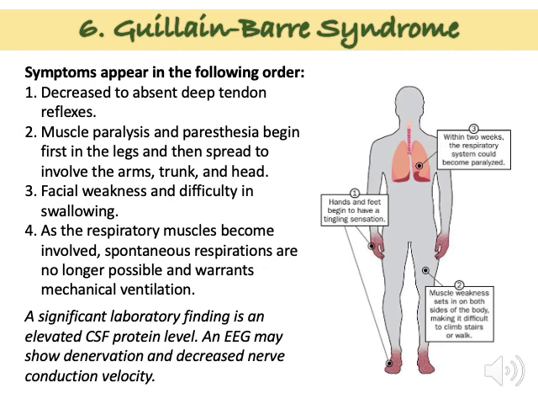Symptoms appear in the following order. Remember that Guillain-Barre syndrome symptoms appear as ascending and symmetric paralysis. Children would usually experience peripheral neuritis several days after primary infection, and then there would be decrease to absent deep tendon reflexes. Second, muscle paralysis and paresthesia begin first in the legs, and then they spread to involve the arms, trunk, and the head. Again, they are of ascending nature.